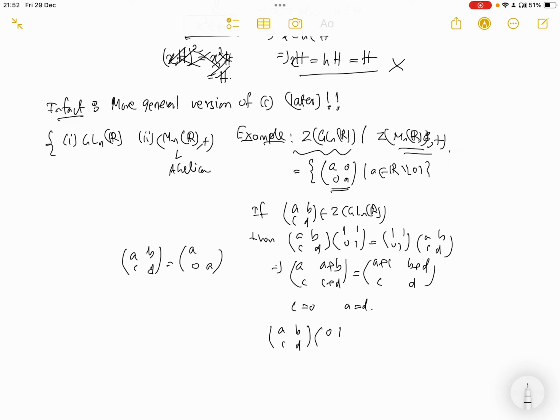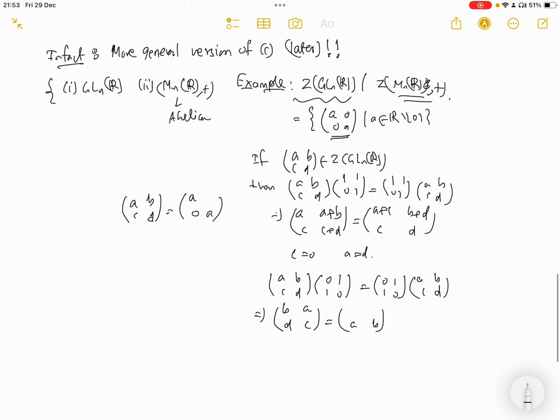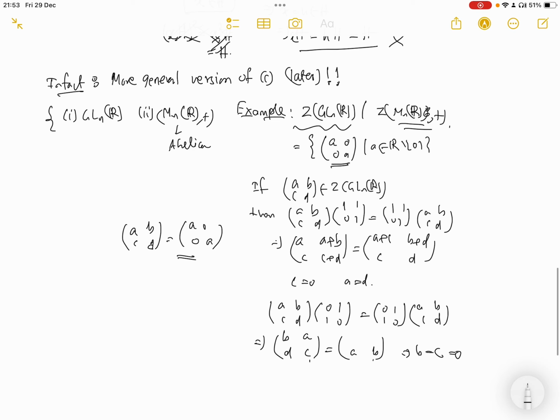So this matrix so far, we get A is same as D, C is 0. And also this thing commutes with all the elements of GL, in particular this one. And the only thing we need to show is that B is 0. So let's see if this matrix helps or not. If you multiply, you get B, A, D, C on one side, and A, B on the other. We don't need to check the other things because C is 0, we get C is B. And because C is 0, we get B is 0. So indeed, this is a scalar matrix. So that is one easy thing to compute.